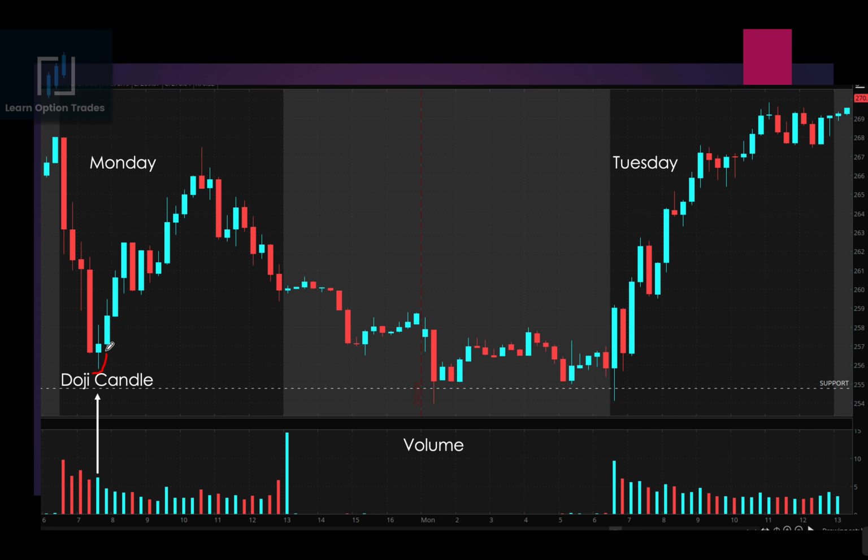Remember, guys, doji candles mean a potential reversal. Decent amount of volume. I wouldn't hop in. I would not take calls. But let's say you missed that. Let's say you didn't get in on this.